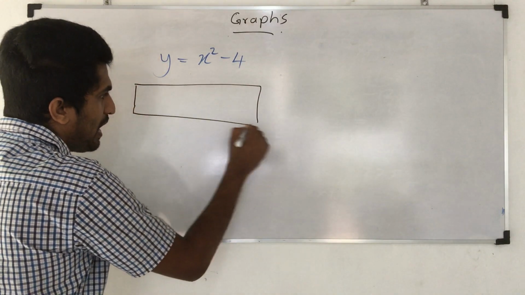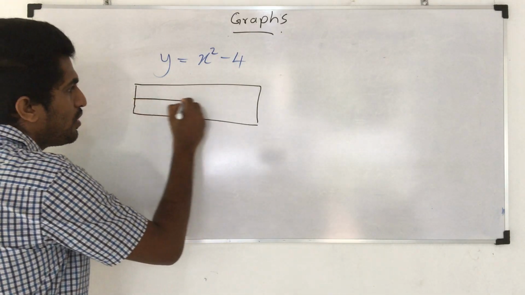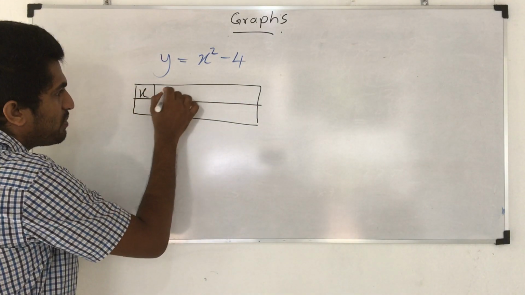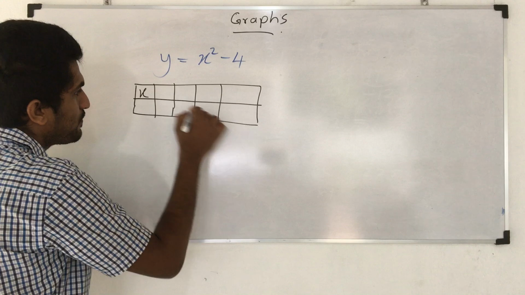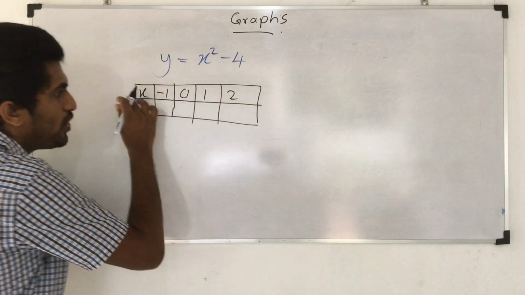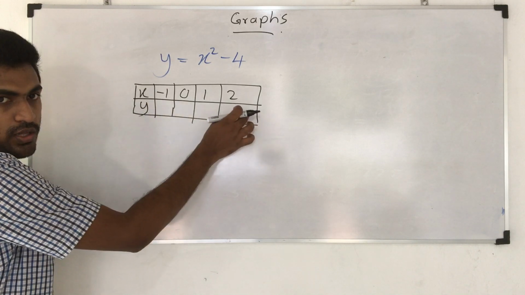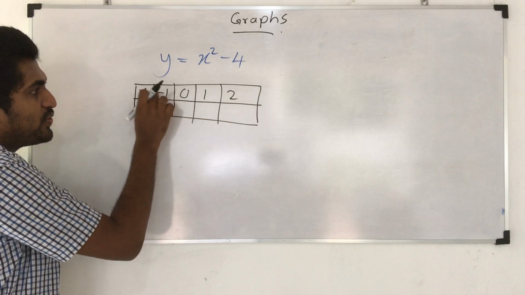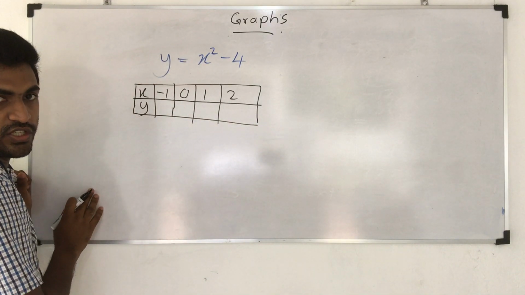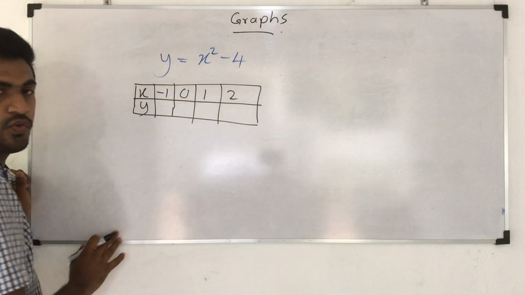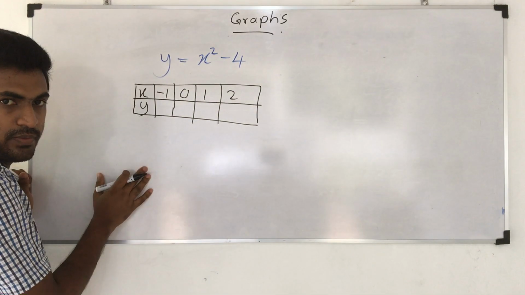You have to create this table. You have to select different values for x, like this. Then you have to fill this y column. By substituting these x values into the equation, you can fill up this y column. Then you have to create this table.